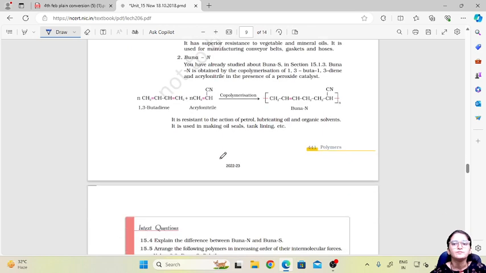Then Buna N, and this is formed from 1,3-butadiene and acrylonitrile by copolymerization to give Buna N. So it is resistant to the action of petrol, lubricating oil and organic solvent. So it is used in making oil seals and tank lining.